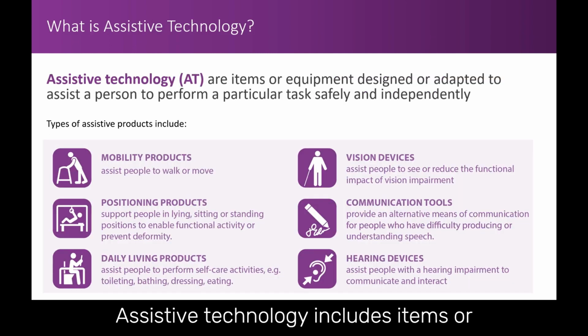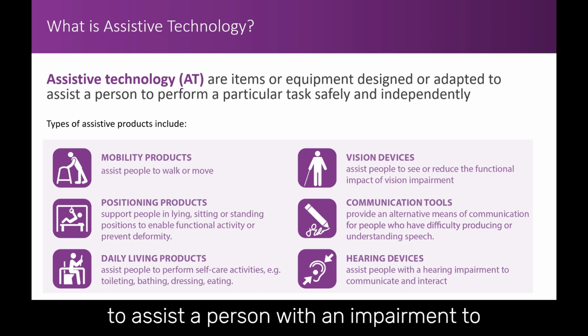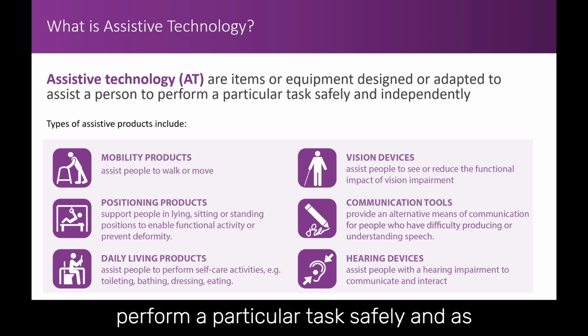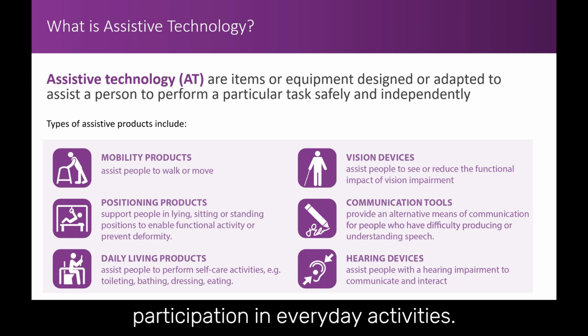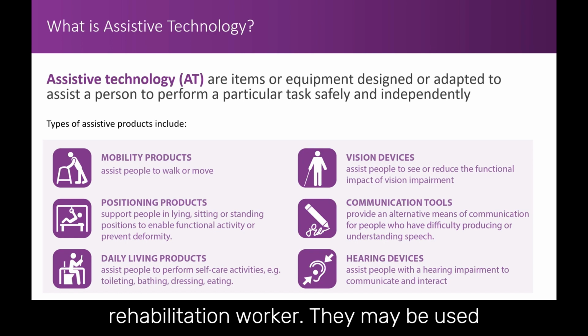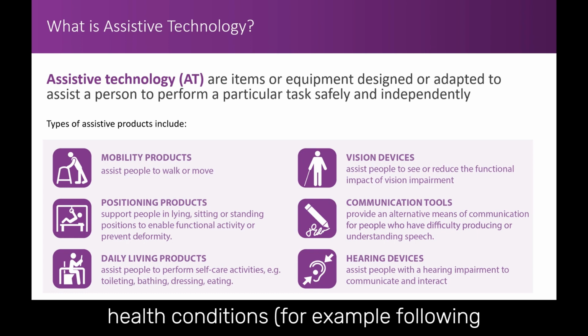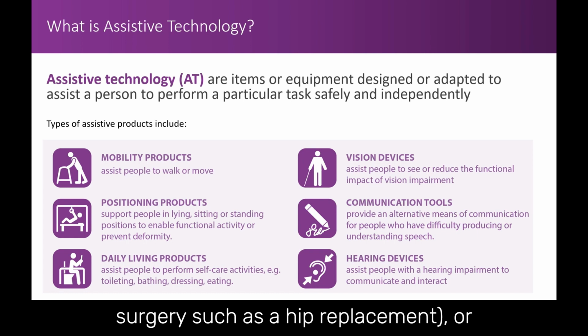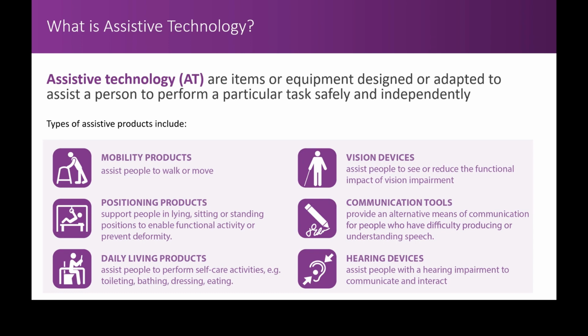Assistive technology includes items or equipment that are designed or adapted to assist a person with an impairment to perform a particular task safely and as independently as possible and improve participation in everyday activities. They are often prescribed by a rehabilitation worker. They may be used for people experiencing either temporary health conditions, for example, following surgery such as a hip replacement, or long-term or permanent health conditions, for example, spinal cord injury.